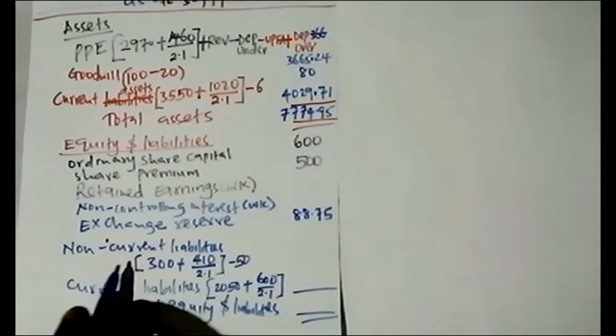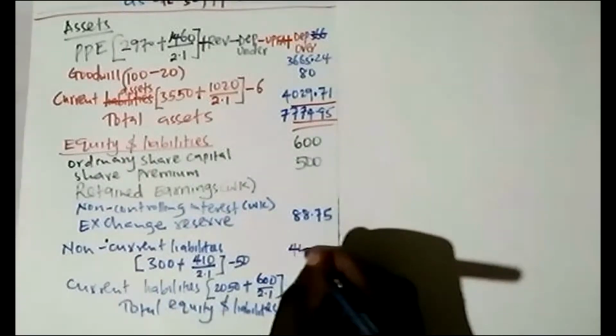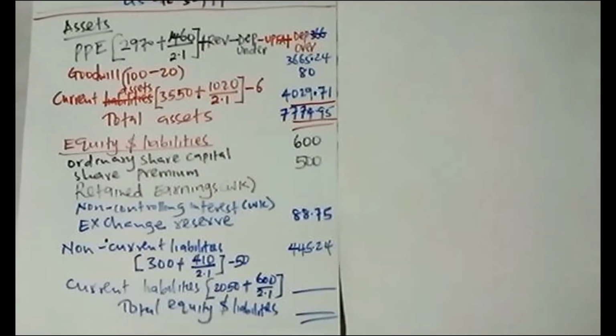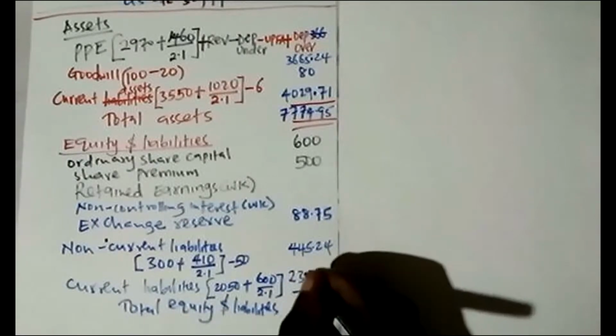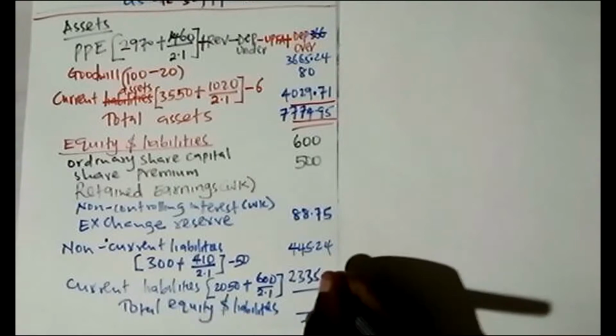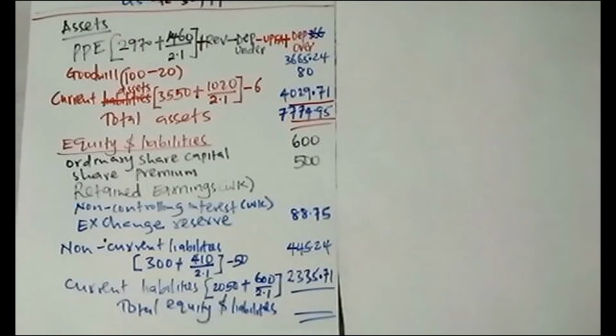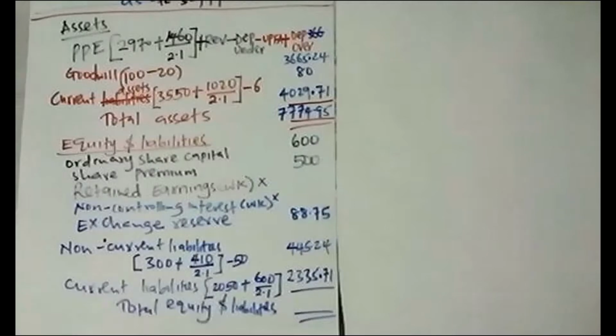So for the non-current liabilities, 300 plus 410 divided by 2.1 minus 50, I'm getting 445.24. Then 2050 plus 600 divided by 2.1, I'm getting 2335.71. So let us finalize now with the two workings, the two being retained earnings and NCI.